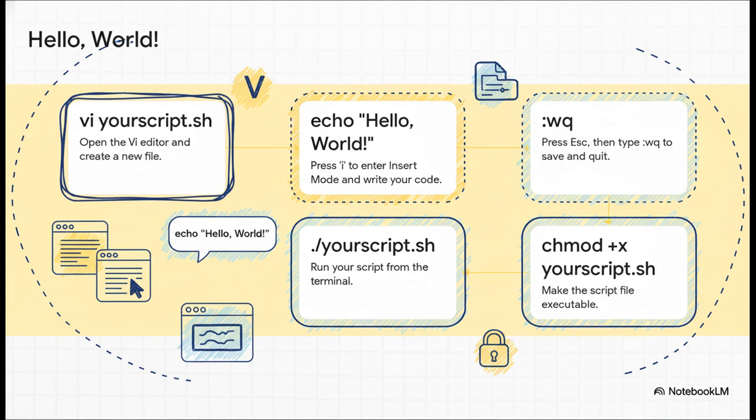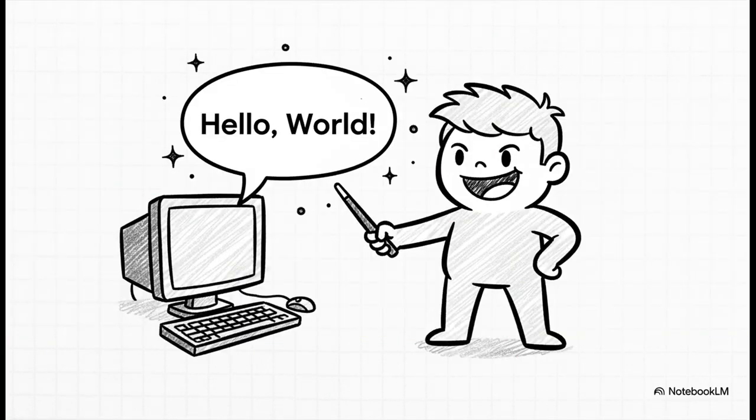Then comes this really crucial step, chmod +x. See, when you create a file, the computer just sees it as a boring old text file. This command basically flips a switch and tells the system, hey, this isn't just text, this is a program. You can run this. It makes it executable. And finally, you run it and you will see Hello World pop up on your screen. And boom, just like that, you're programming.